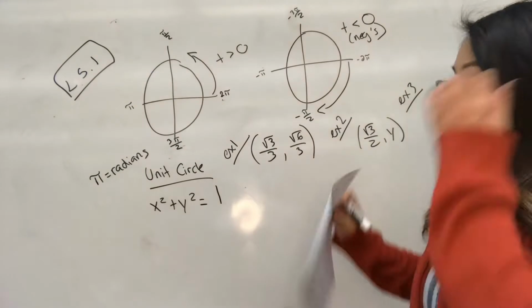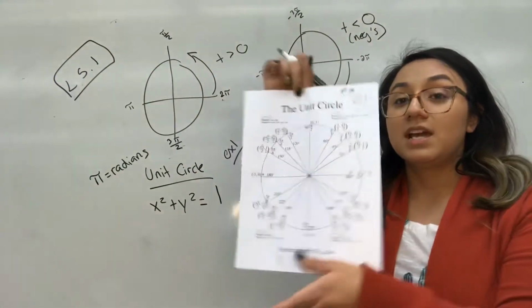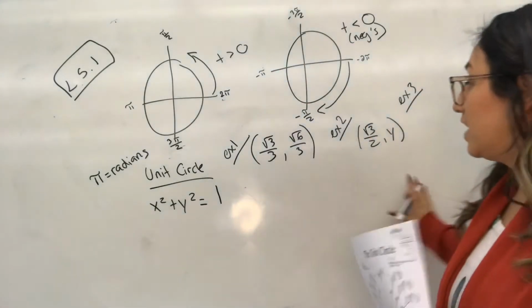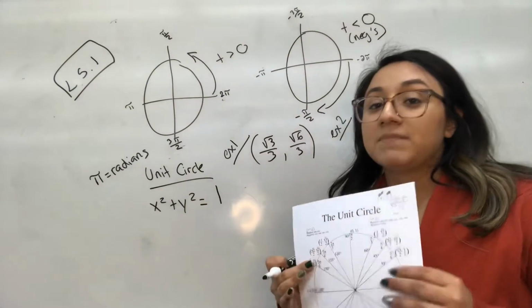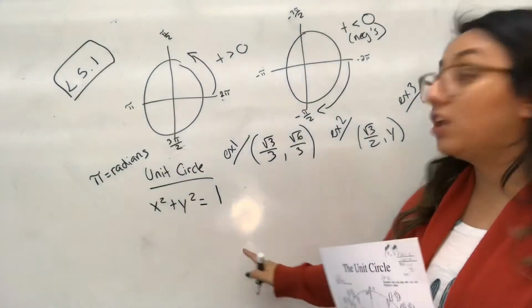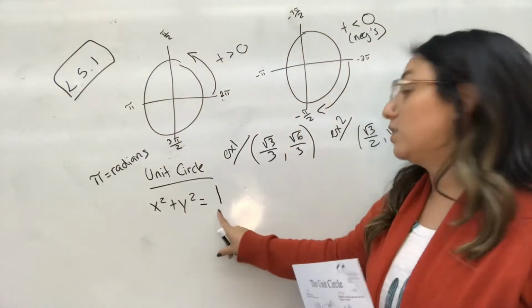So here, a little bit about this: it's a unit circle. You have this worksheet in front of you, or this piece of paper, we used it last year. This in front of you is going to help you with a lot of these. The reason why these coordinates work is because they all equal 1. So the unit circle says x squared plus y squared is equal to 1.